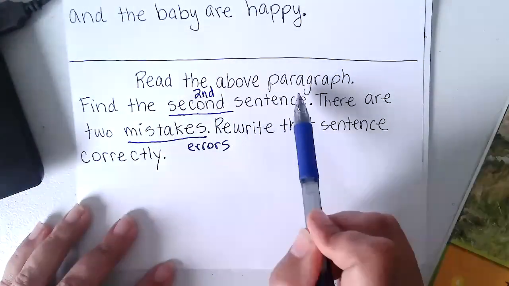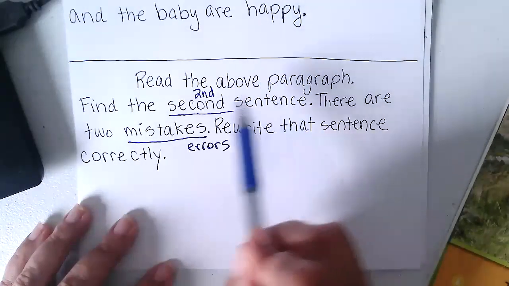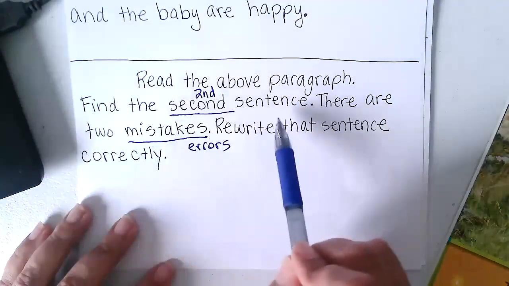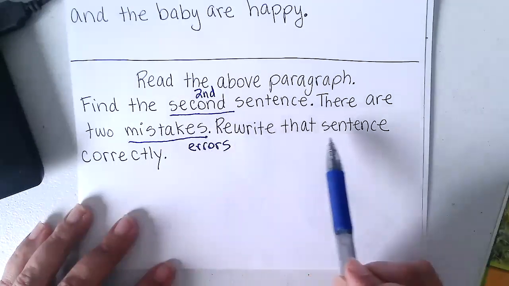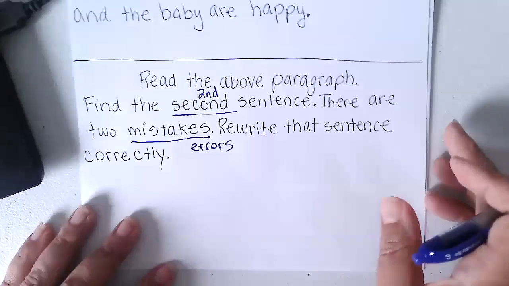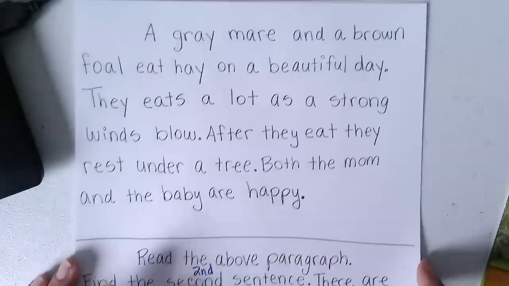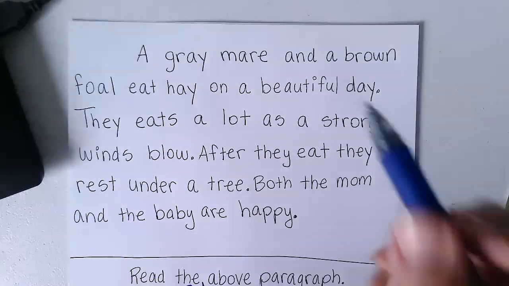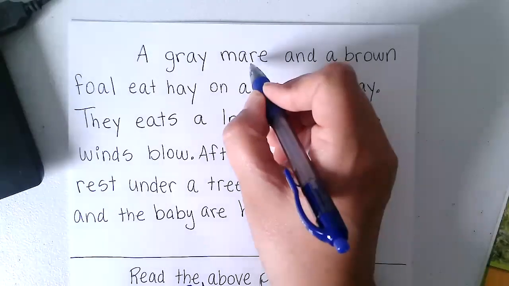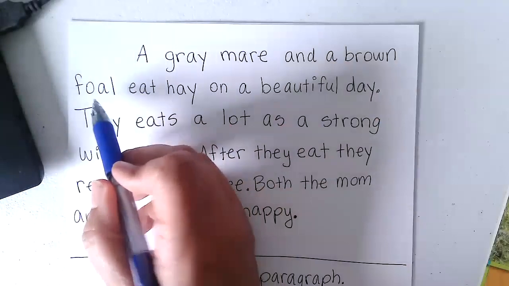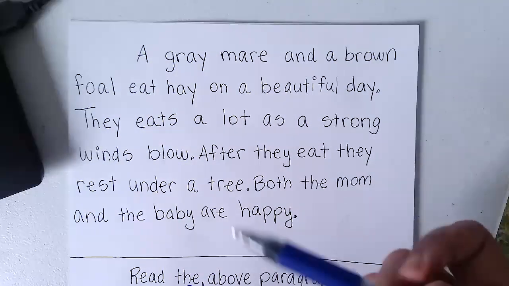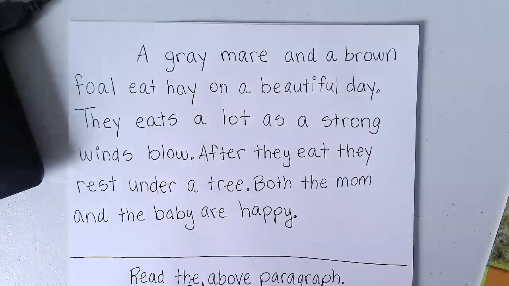So let's read the directions one more time. Read the above paragraph, so above, on top of. Find the second sentence. There are two mistakes. Rewrite that sentence correctly. All right, so let's take a look at this paragraph, okay? We see the word mare. Remember, that's the girl horse. And foal, that's the baby horse, right? So I'm going to read this once. You read with your eyes and listen, okay?